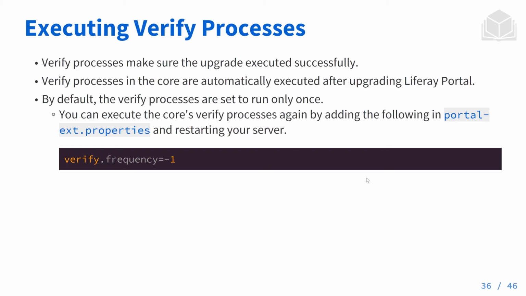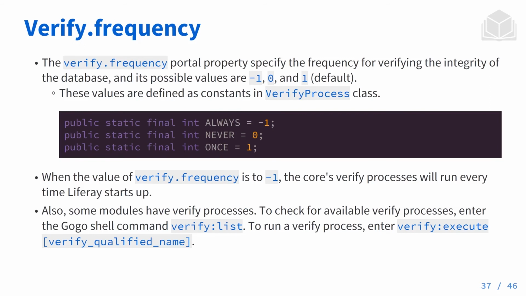So as Liferay is starting up, we have a specific property that we can specify called verify frequency. We specify this property and we provide a value for it. This value will determine how many times Liferay will verify the core upgrade. So if we do -1, it's going to be all the time. If we do 0, it's going to be never. And if we do 1, it's only going to do it one time. So just depending on your preference as to what you'd like to do to verify that your upgrade process has been done successfully.